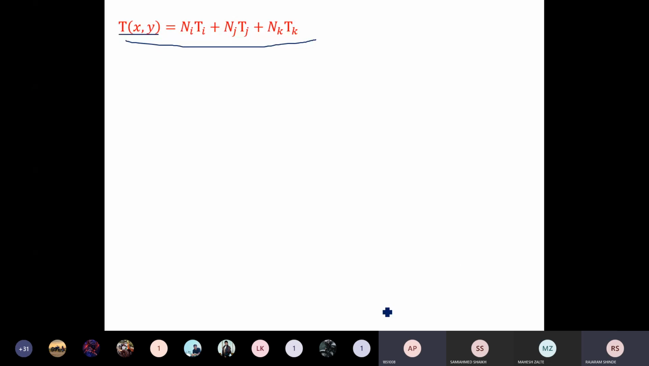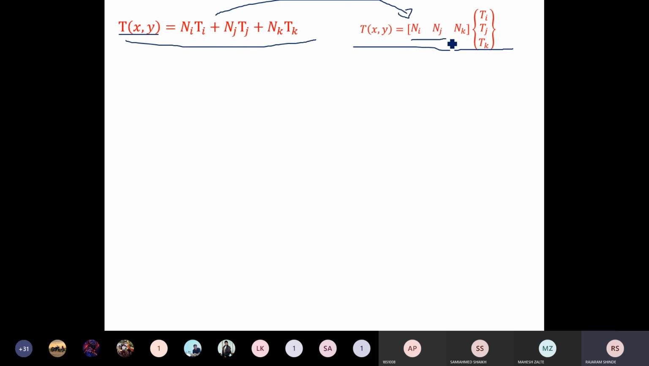Okay. Now I will go fast through these shape functions. Now this is in matrix form. The temperature T(x,y), this same equation is written in matrix form. It is Ni, Nj, Nk, the shape function matrix, and Ti, Tj, Tk, your nodal temperature matrix. And this is your variable temperature.